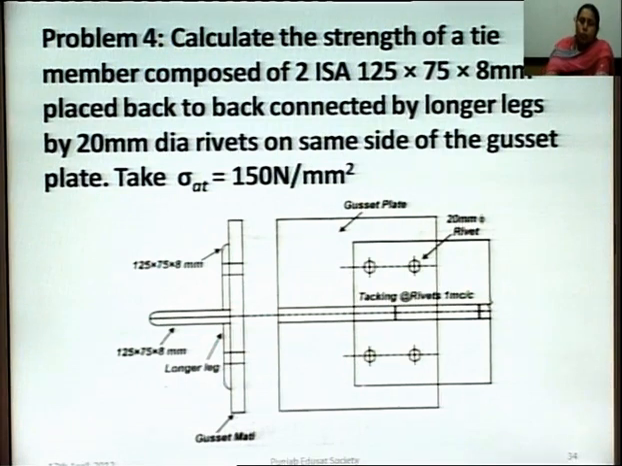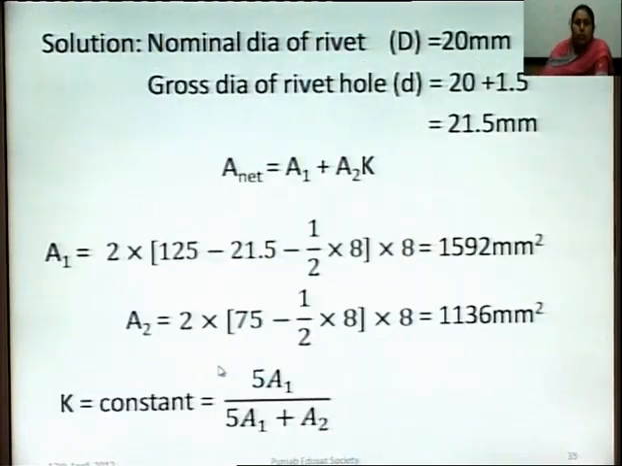There are two cases. The first case is when both angles are placed on the same side of a gusset plate, that is they are forming a T. So, the size of angle is 125 into 75 into 8. So, this length is 125 and this is 75. So, this is the plan. Then the nominal dia of a rivet is 20, gross dia will be 21.5 mm.